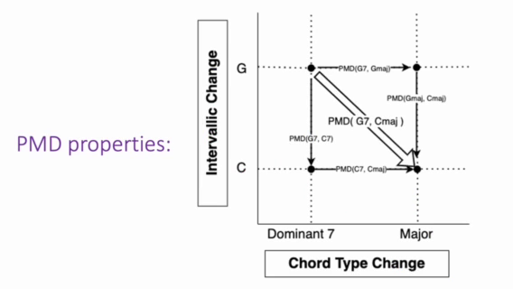We can visualize these properties using a simple graph. The horizontal axis represents the movement from one chord type to another, and the vertical axis represents transposition. Each point represents a chord's TIV, and each arrow represents the displacement between two TIVs. The fat arrow represents the PMD from a G7 chord directly to a C major. Notice that it is directional, like the chord transition itself.